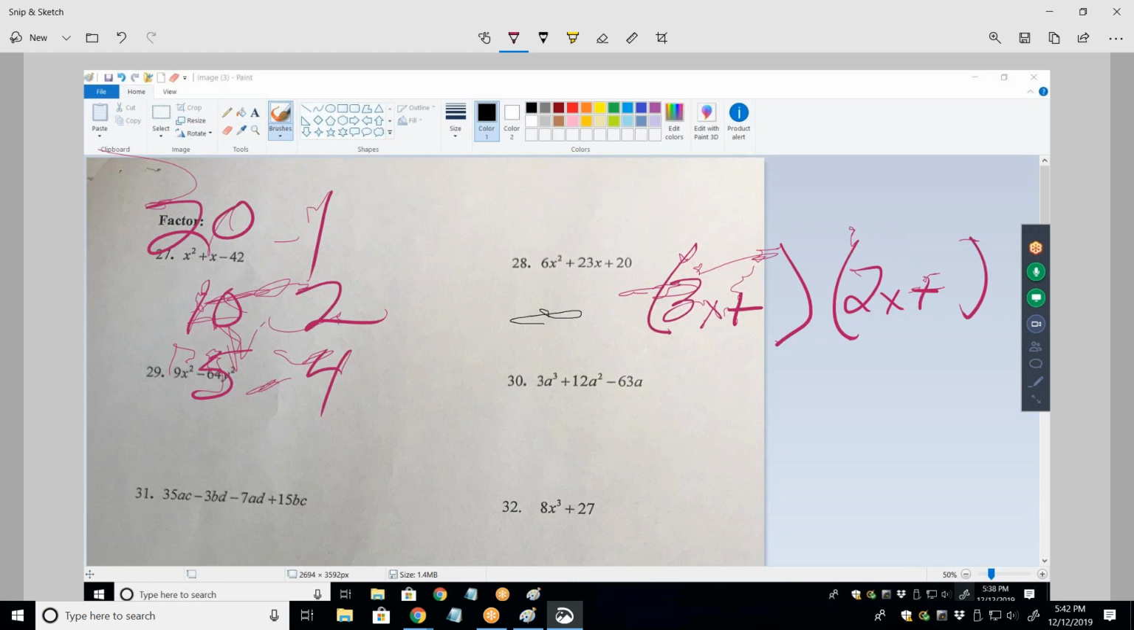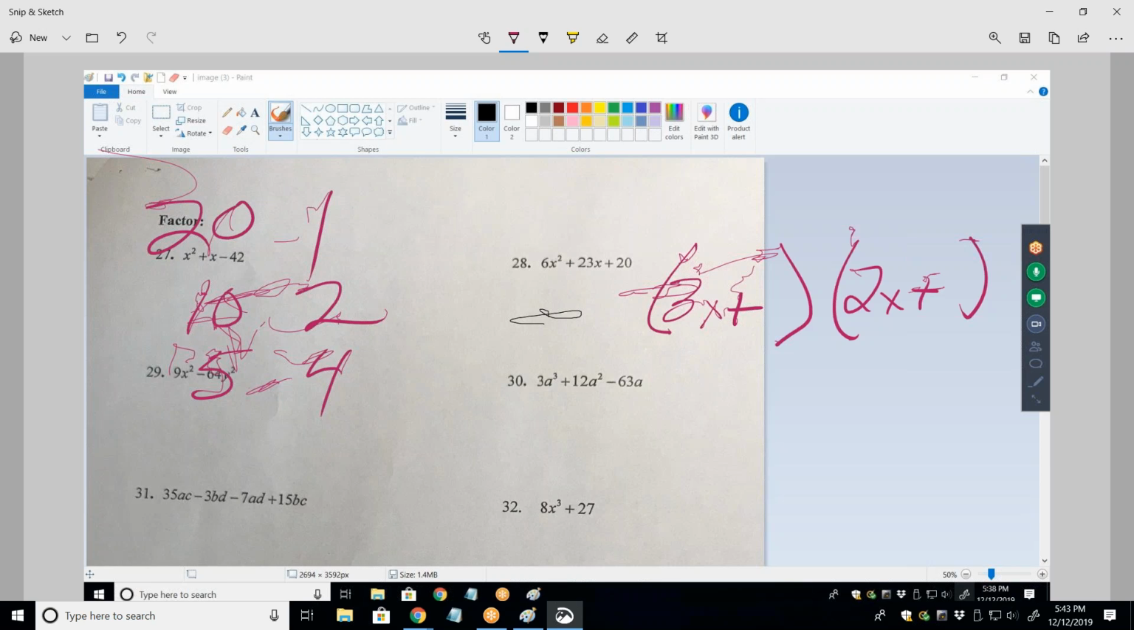Okay, now 5 is a prime number, so I can't cut it in half. I can't cut it in thirds. I could cut it in fifths, but then I get back to what I started with. Same thing with 4. I can cut 4 in half to 2, but that just gives me another 2 and 10. And so it doesn't give me another unique set of factors. So those are the only factors of 20.